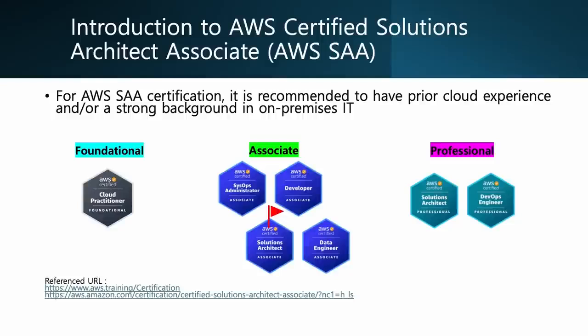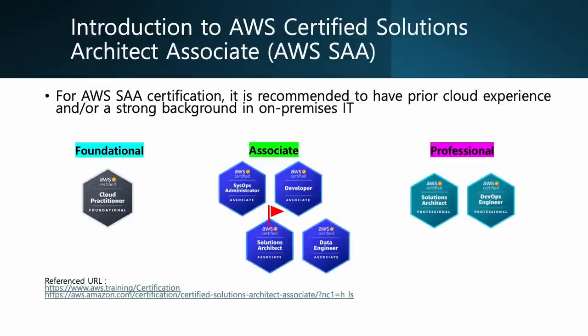First, I will give you a general introduction to AWS certification. There are 3 levels of AWS certification. Specialty certifications are excluded here. At the foundational level, there is a Cloud Practitioner certification, which is an easy certification to obtain if you have a basic understanding of AWS services and cloud concepts. The next level is the Associate level, and the Solutions Architect Associate certification that we are preparing for is a certification that falls under this level.